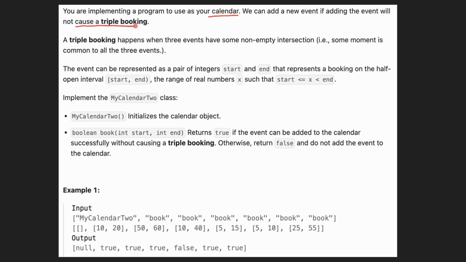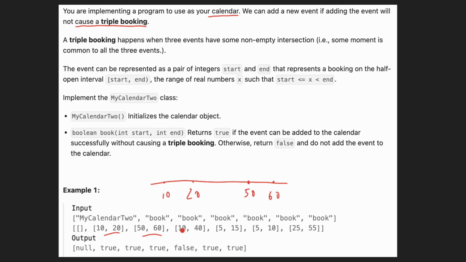Today we have a problem where we need to implement a calendar without causing a triple booking. So what does triple booking mean? Let's take this example. Say in our calendar we have a start date 10 and an end date 20, so we can add the first pair, 10 and 20. The next one is 50 and 60. There is no intersection, so we are adding 50 and 60.